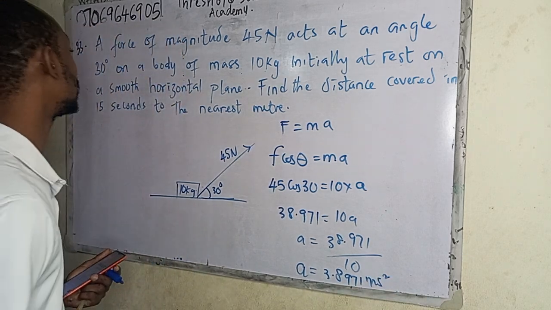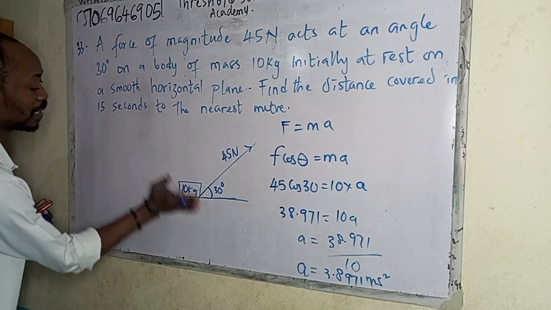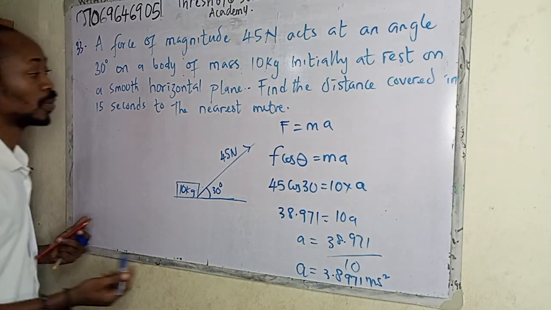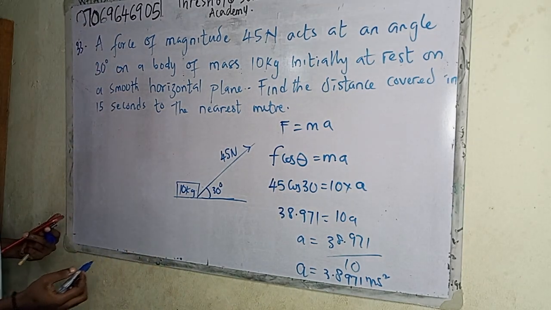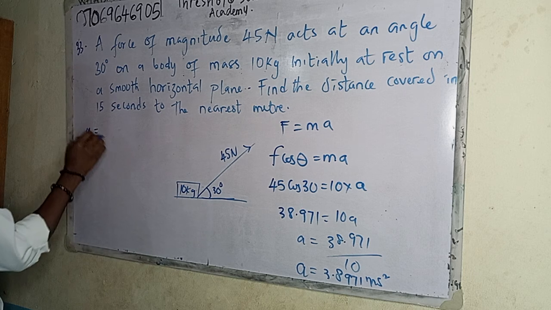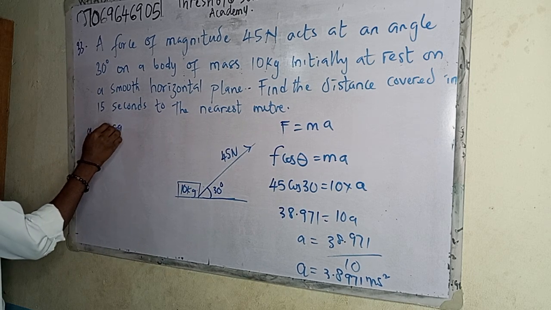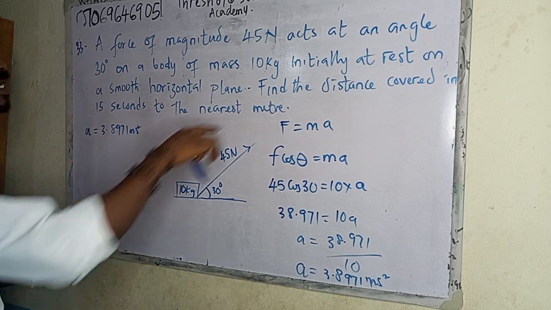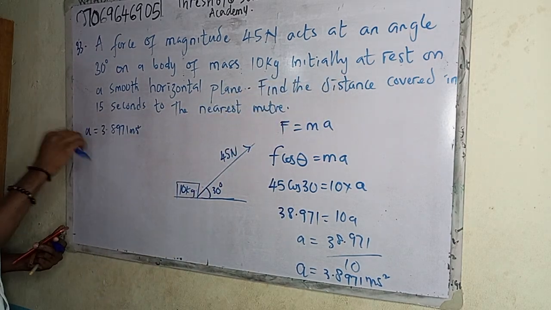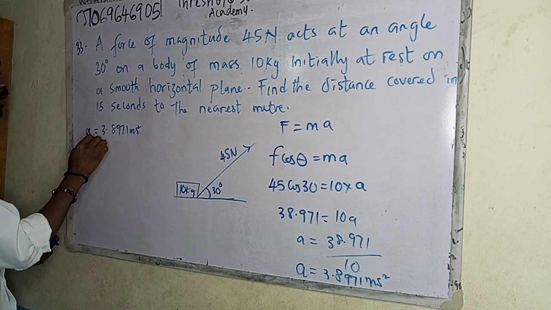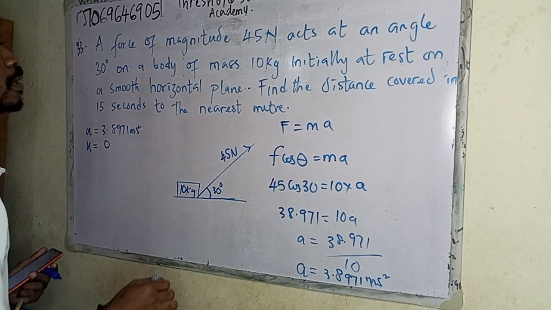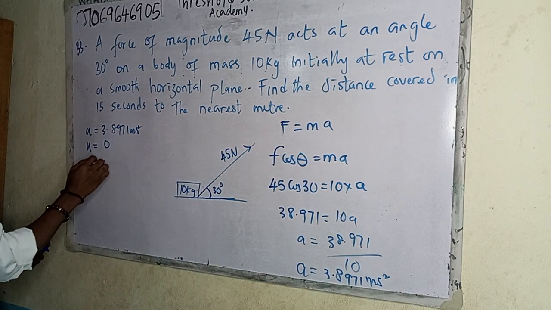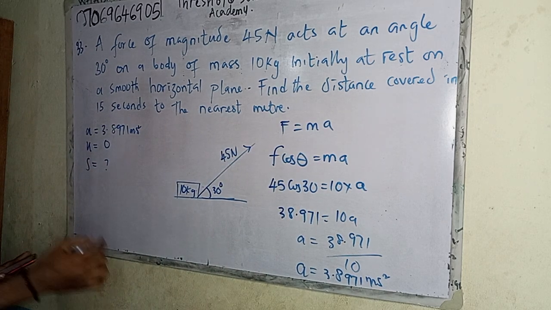But the question is to find the distance in 15 seconds. Now we have to apply our equations of motion. So we need the ones that have, let's write out the parameters. We have our A, which is already 3.8971 meter per second squared. It says the body is initially at rest. That means the initial velocity U is 0. And on a smooth horizontal plane, find the distance covered. So we are looking for distance, which is what we do not know. And 15 seconds is just the time.